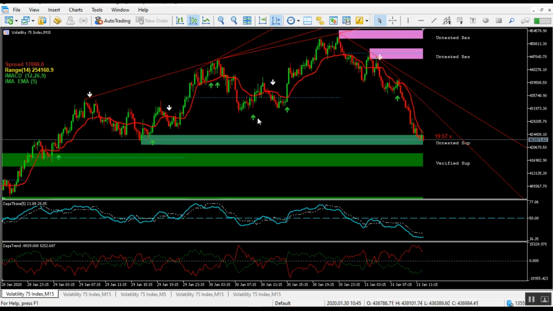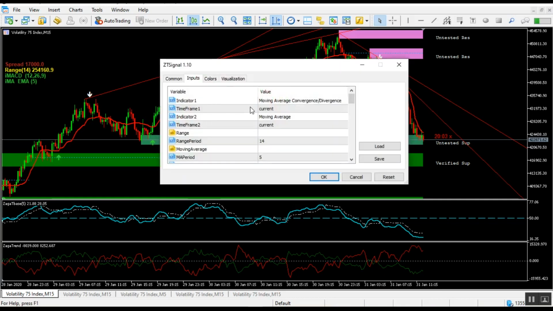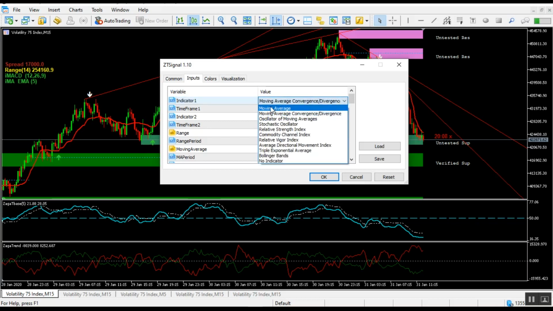Now this arrow has, when you right click on this arrow and take properties of ZT signal, that is Zagati signal, you come into this indicator, we have up to 10 different indicators you can use. See that moving average, MACD, that is moving average convergence divergence. We have oscillator, we have stochastic oscillator, we have RSI, CCI, RVI, ADX, that is average directional movement index.